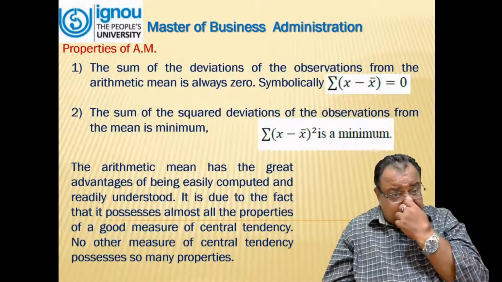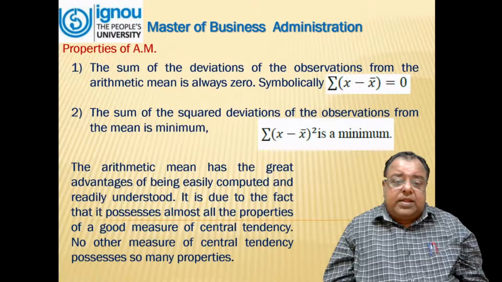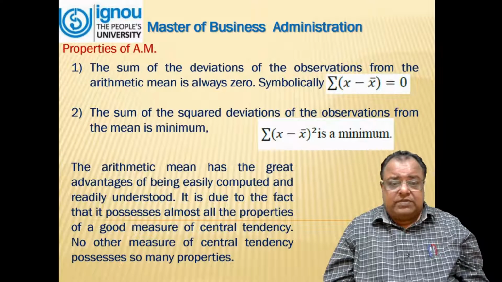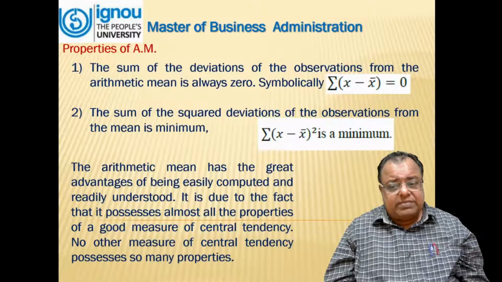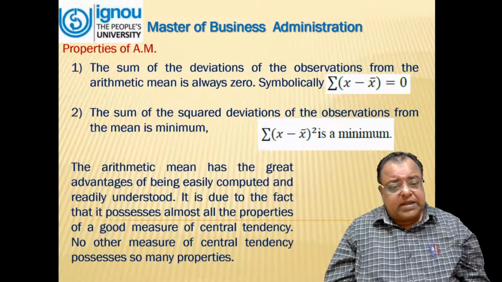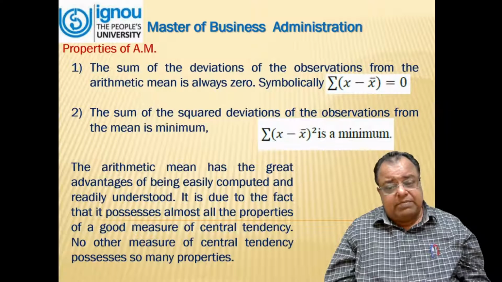What are the properties of arithmetic mean? The sum of deviations of the observations from the arithmetic mean is always zero. That means summation of x minus x bar is zero. And the sum of the squared deviations of the observations from the mean is minimum. That means summation of (x minus x bar) whole square is minimum.